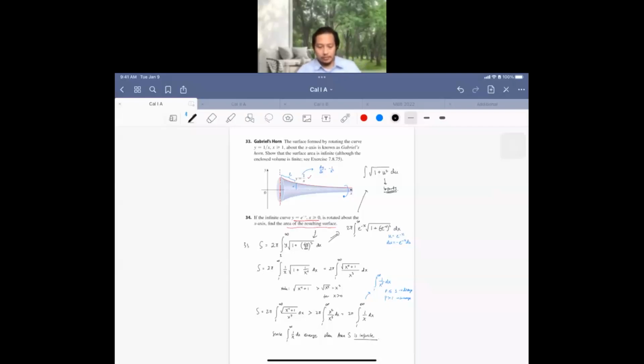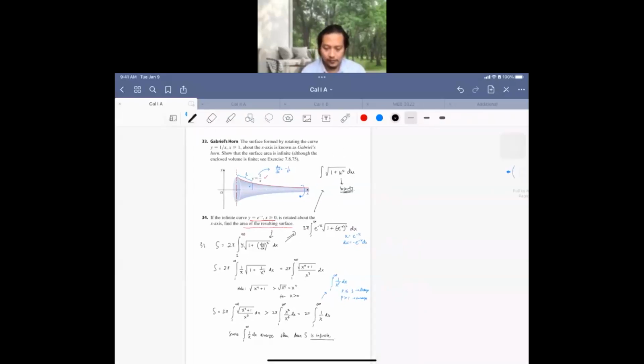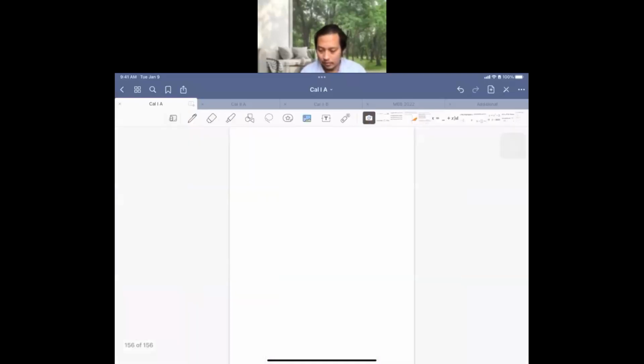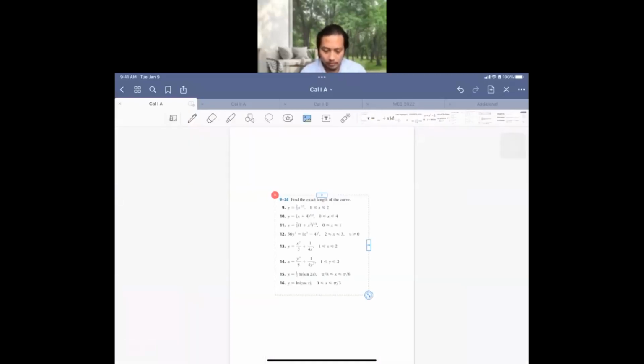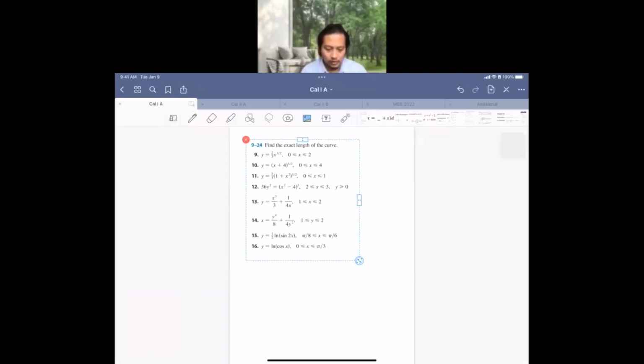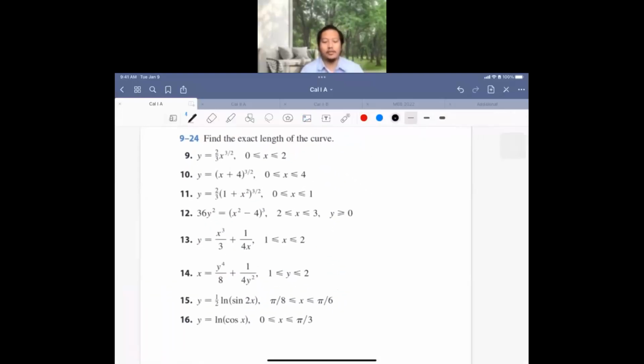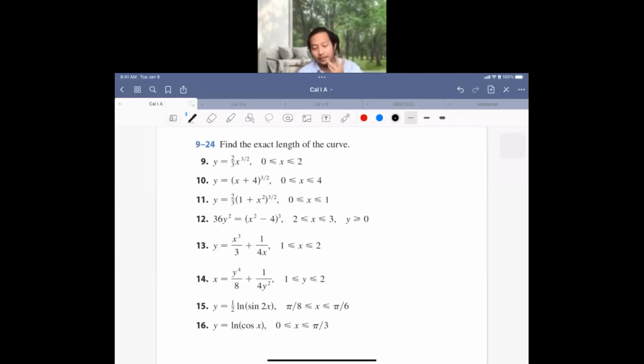Okay, another question that I want to emphasize is some short questions about the arc length to give you more familiarity with the arc length method. This is just a direct question. Find the exact length of the curve. I have at least 8 questions here, but I will probably just take maybe 2 questions at most.